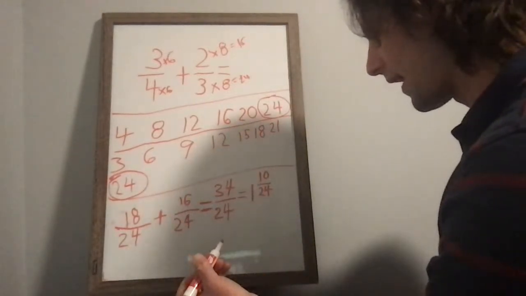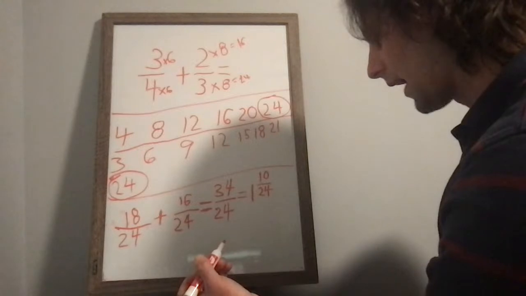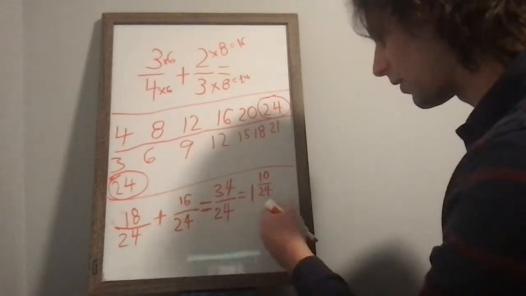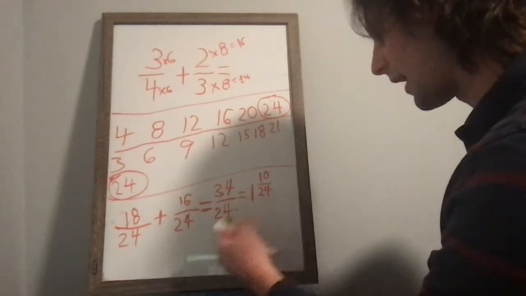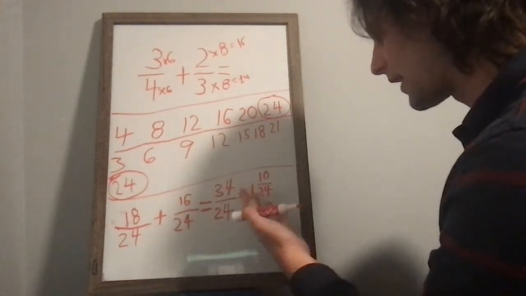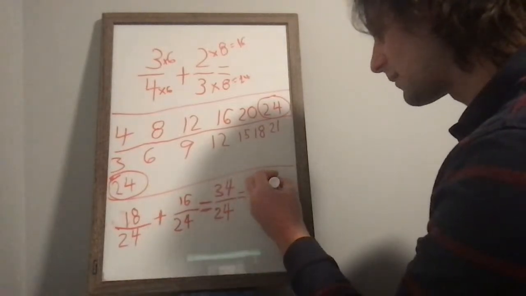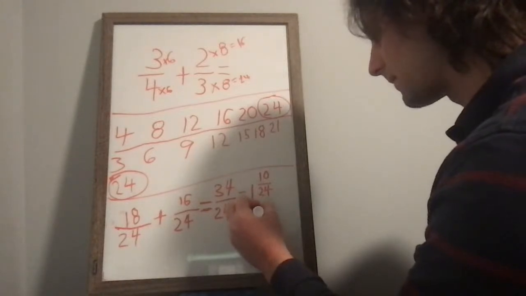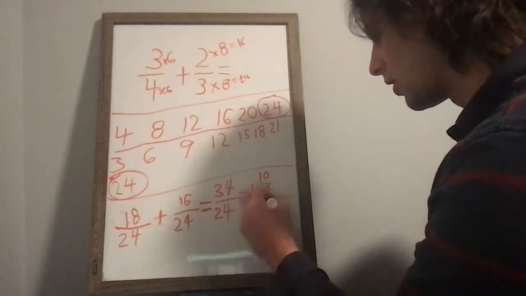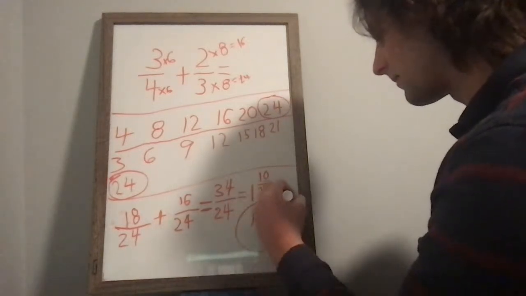I can simplify that further, though. We don't even need to find a common multiple. There's a common factor of 10 and 24. 10 divided by 2 equals 5. 24 divided by 2 equals 12. So a way to simplify 10 24ths, that would be equal to 5 12ths. So 1 and 5 12ths would be our final answer.